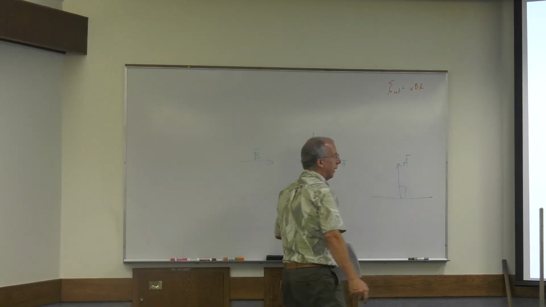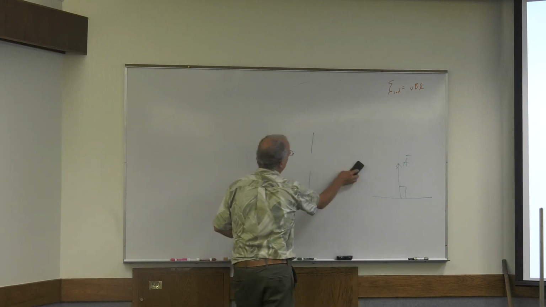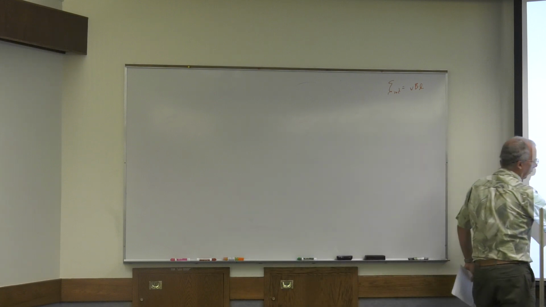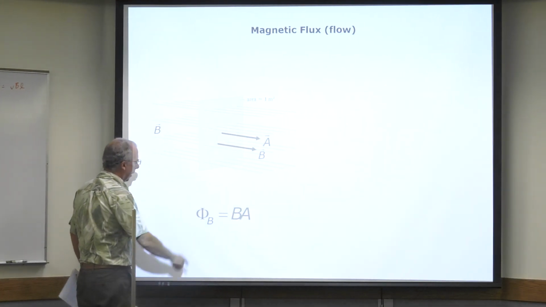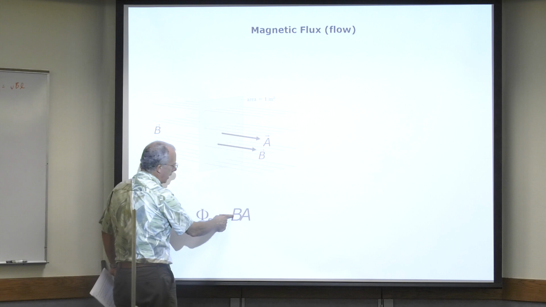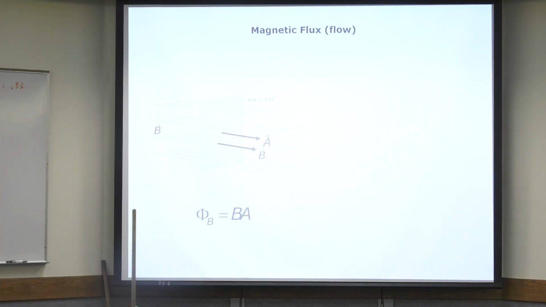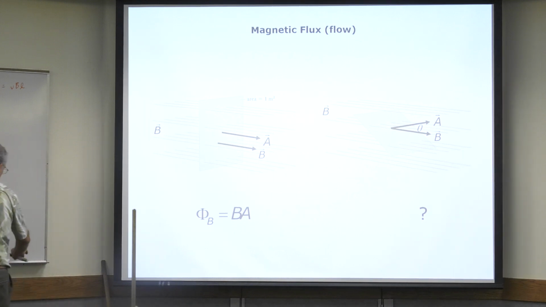Now, if the A vector is parallel to the B vector, then the flux, and we use this funny looking symbol for flux, is just B multiplied by A. Well, that's nice. Now, let's rotate that area again, like that. Okay, what do you suppose the flux is?